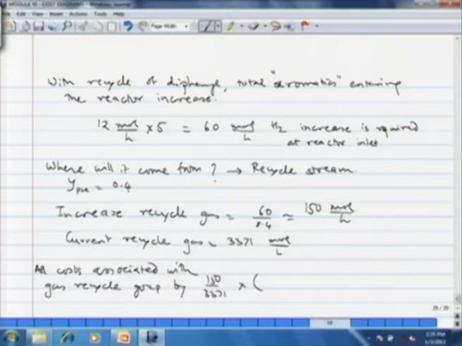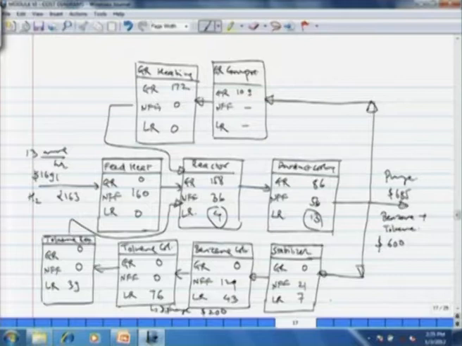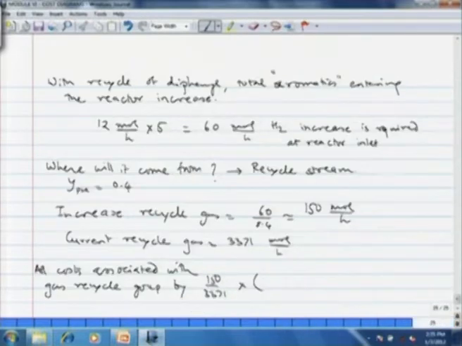So, from the cost allocation diagram, we pick up these values: gas recycle compression, heating, reactor, so on and so forth, product cooling, all the costs that are associated with gas recycle. Sum them up and multiply them by 150 by 3371. That is the additional cost that you are going to incur. So, 150 divided by 3371 into 158 plus 86 plus 109 plus 172. So, that is together $24,000 per year.